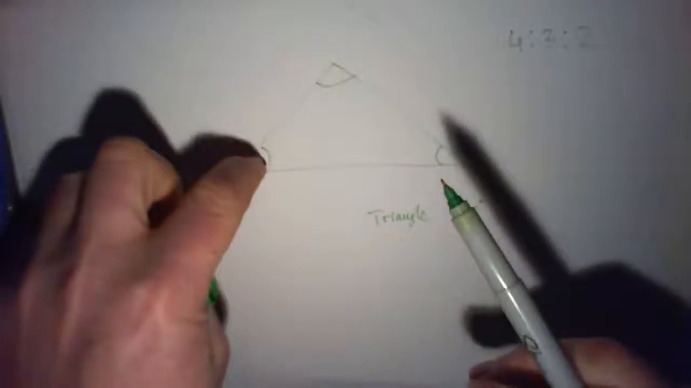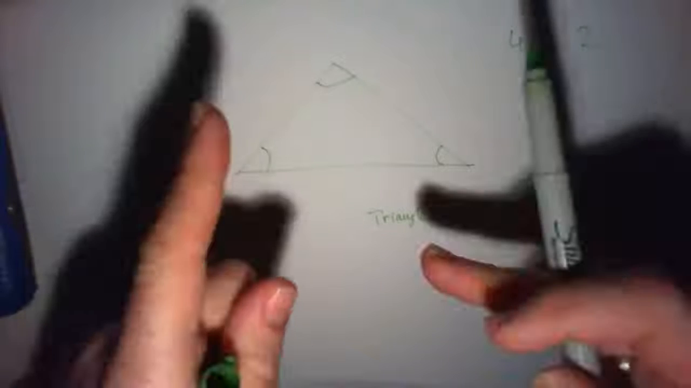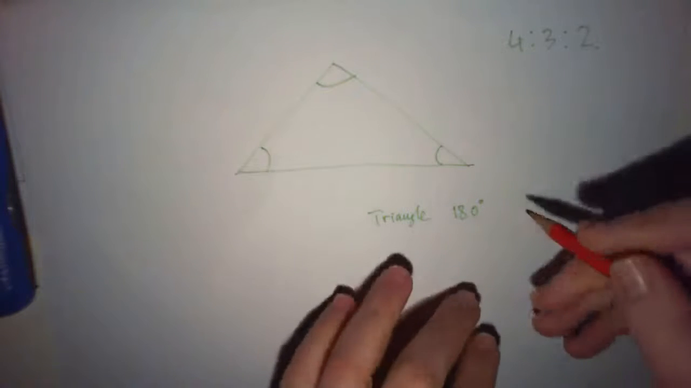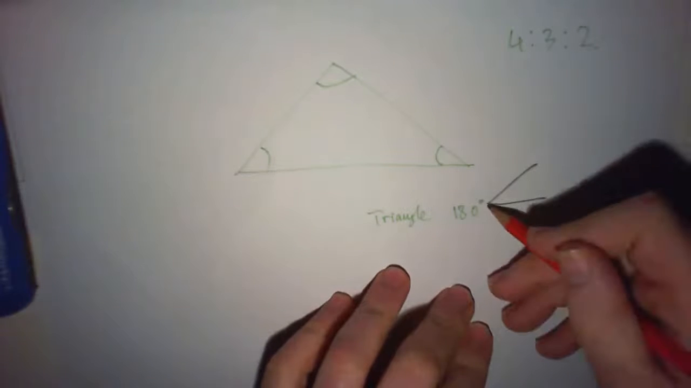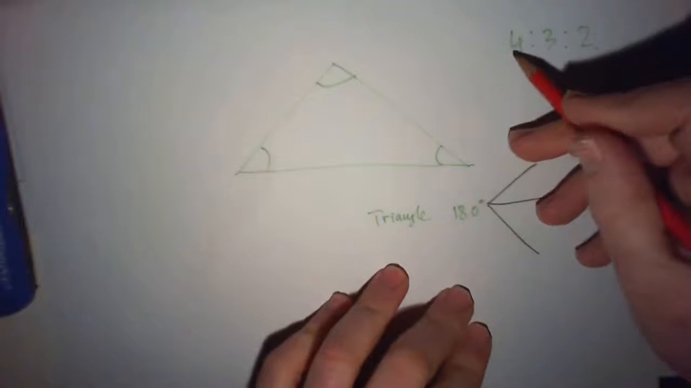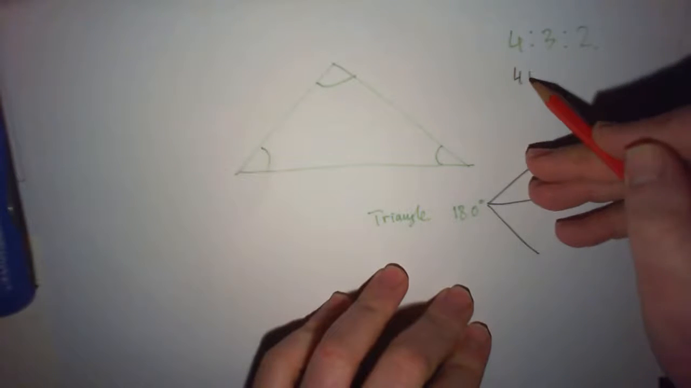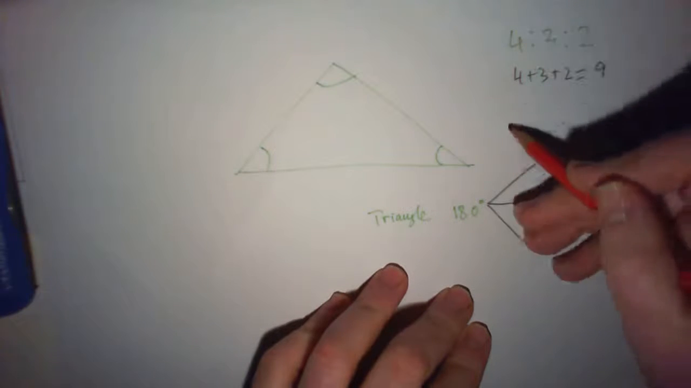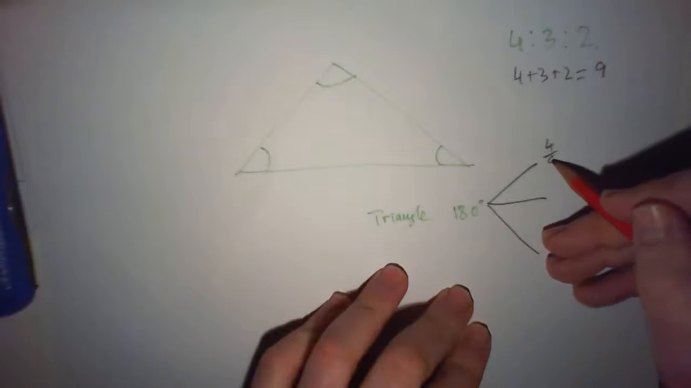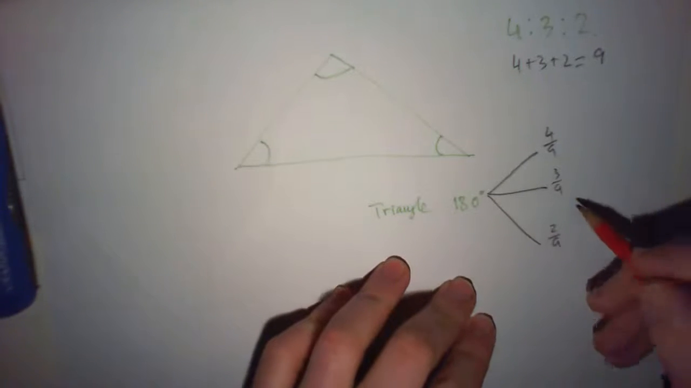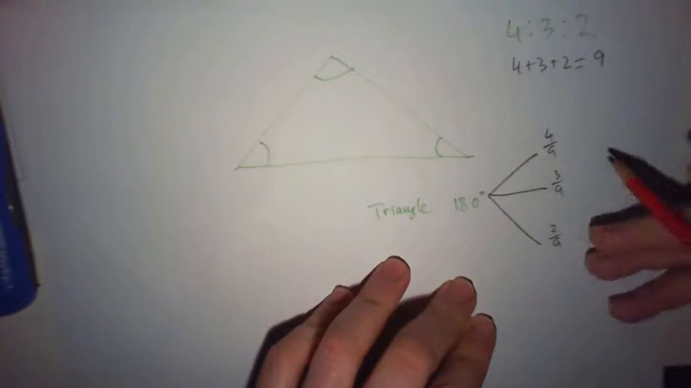Now, we might know whether it's that one or that one. We know that the 3 of them are in there. So how are we going to break it up? Well, first of all, let's get our total. 4 plus 3 plus 2 is 9. Okay, so that means one of them is 4/9, one of them is 3/9, and one of them is 2/9 as a proportion of 180 degrees.